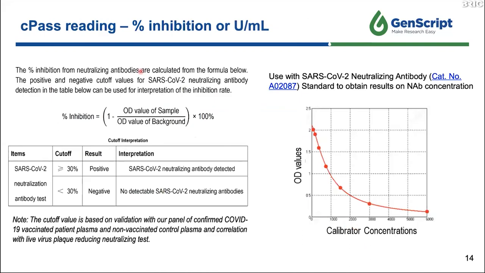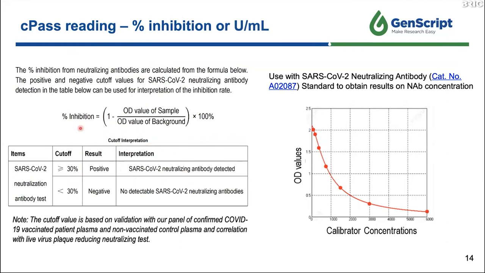Next, I'm going to introduce how to interpret the cPass reading. As shown here, the cPass reading can be expressed in percentage inhibition, which can be calculated using this formula. A higher percentage inhibition indicates a higher level of neutralizing antibody. And we also have a cutoff value, which is 30%. A percentage inhibition above this value means the sample is positive for neutralizing antibody.